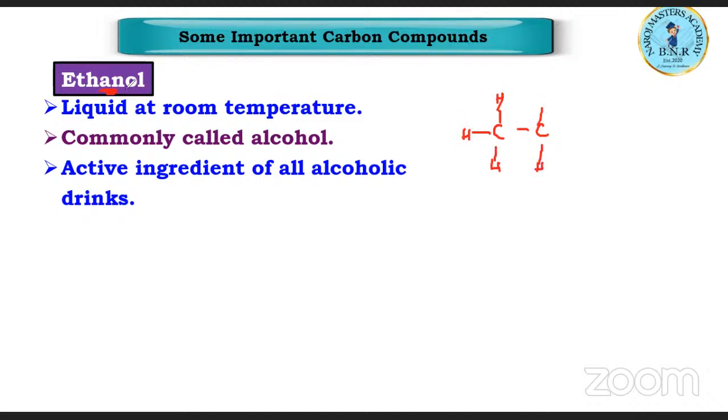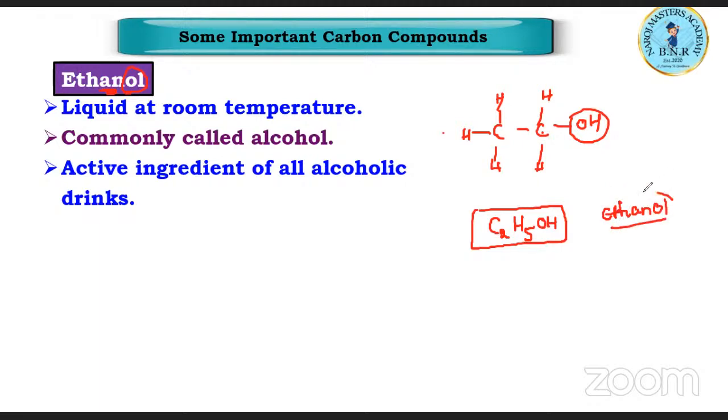And what is added here? Alcohol, 'ol' means we simply add OH. C2, how many hydrogens are there? 1, 2, 3, 4, 5. H5, and then OH. So what is the name of this structure? Ethanol. Basically, where will we use this?